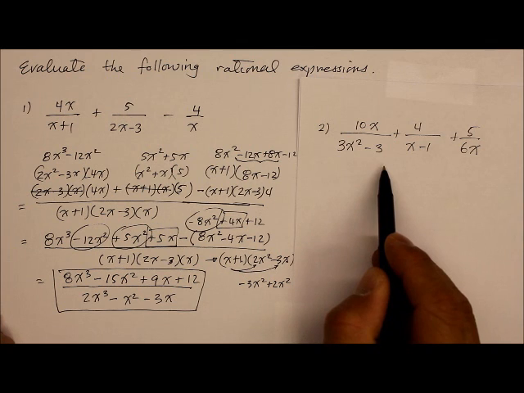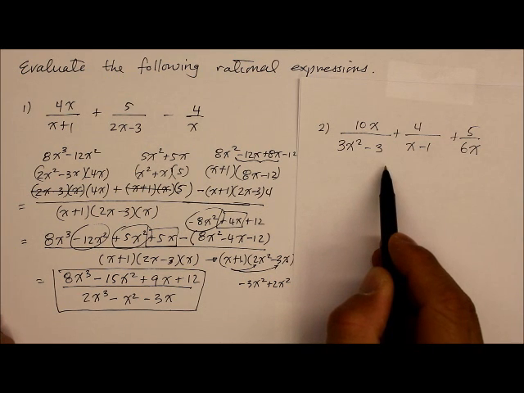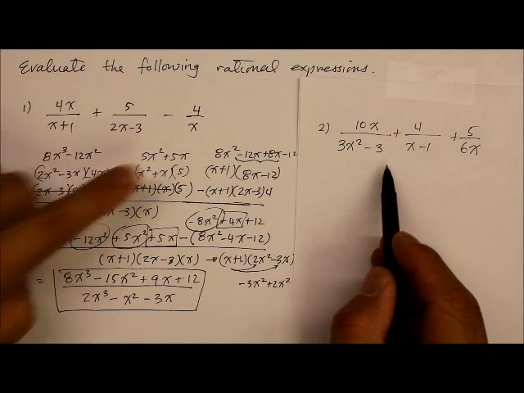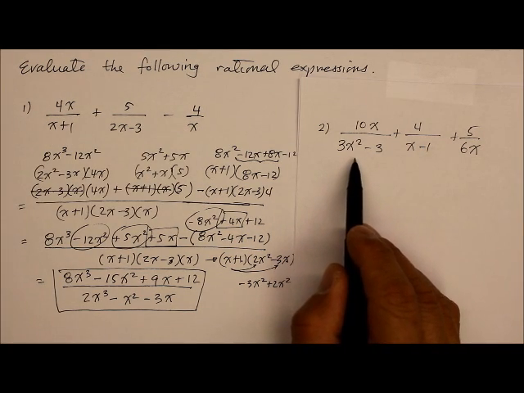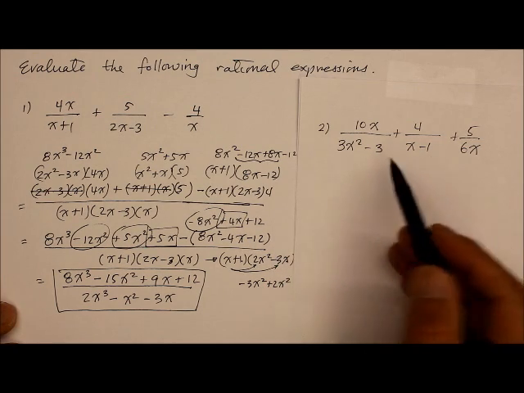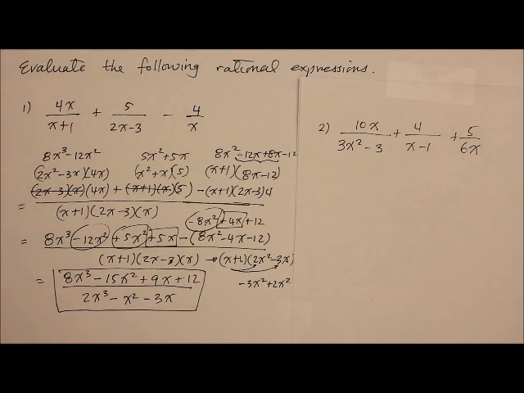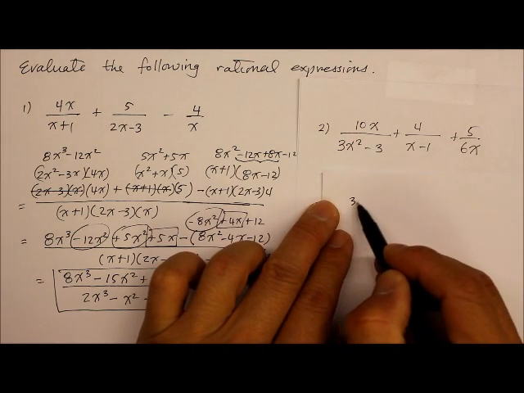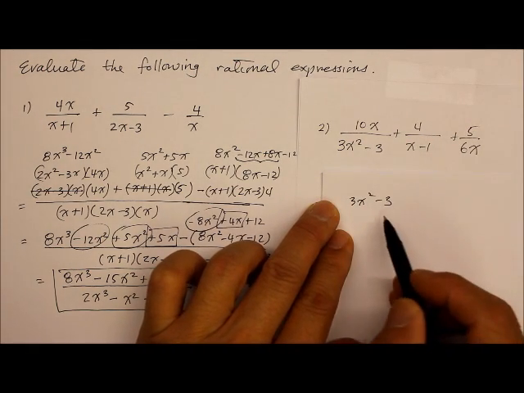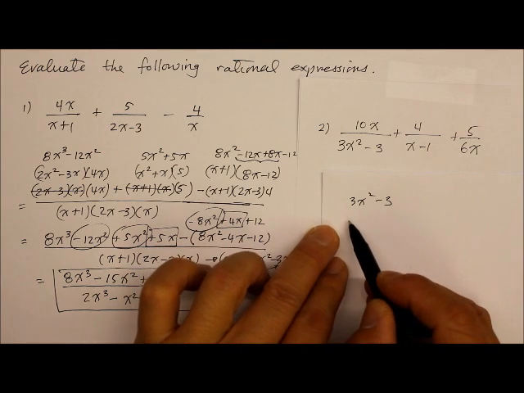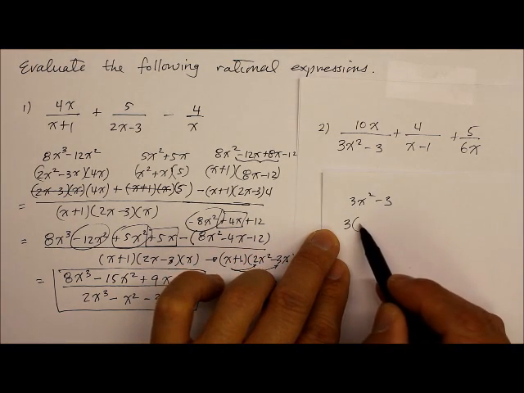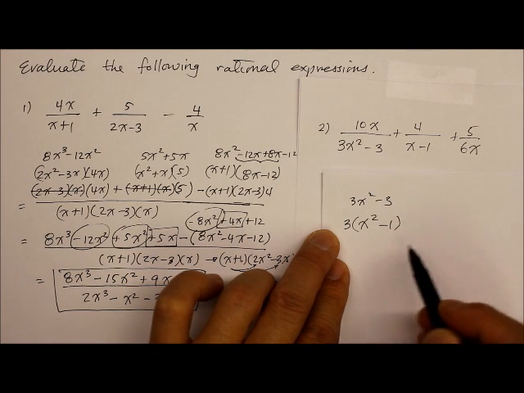Alright, so why don't you try this one now? Okay, now unlike the first one, where all the denominators were simplified, you notice on the first quotient, this binomial can actually be simplified. So you realize 3x squared minus 3, they share a common factor of 3. So if you factor out the 3, what you have remaining is x squared minus 1.